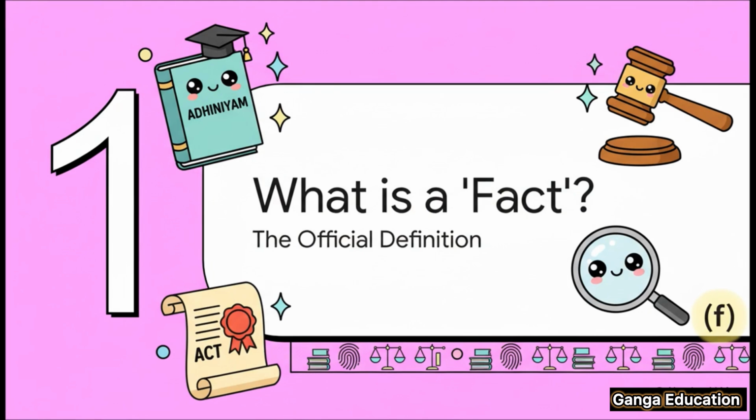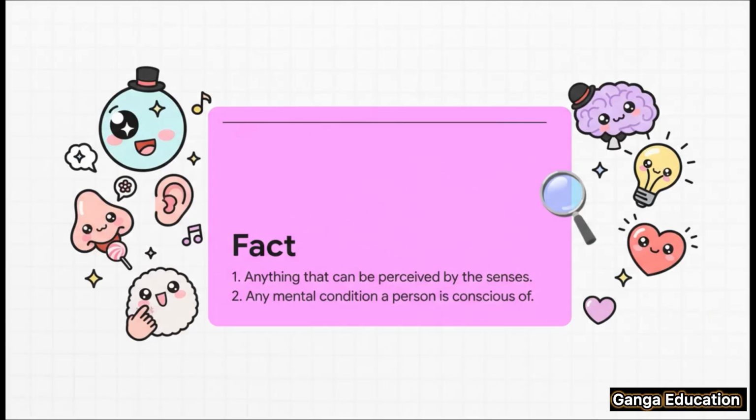What does the law actually say? We're going to look directly at the Adhiniyam, the Act itself, specifically Section F, to see how it defines a fact. And here we have it. The law basically splits a fact into two very simple ideas. First, you've got anything you can perceive with your senses, what you see, hear, or touch. Simple enough? But then there's the second part. Any mental condition that a person is conscious of, like a thought, a feeling, or an intention.